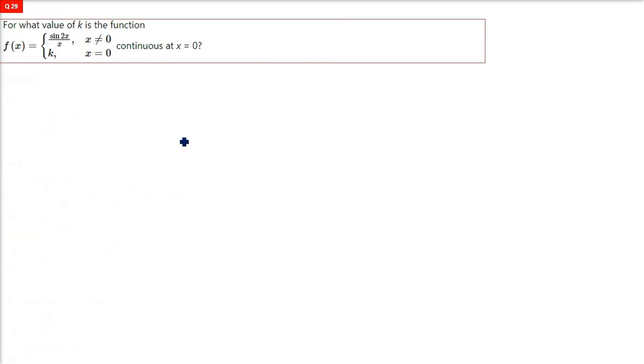For what value of k is the function this continuous at x equals 0? So this is sine 2x by x. Just make it as sine 2x by 2x. Take the limit, equate it to k. So I can easily foresee the answer.